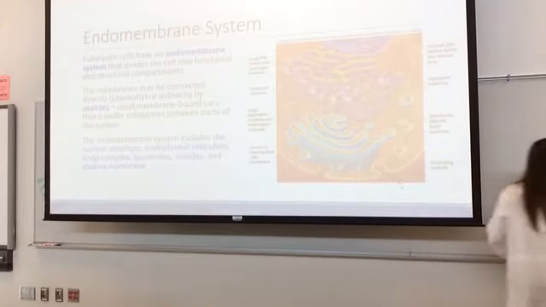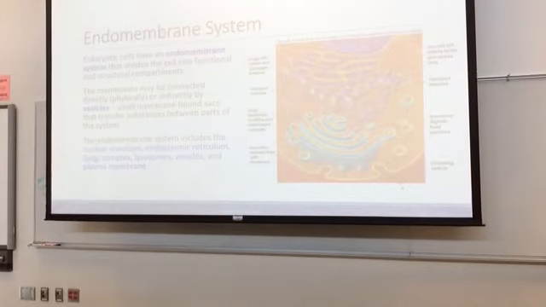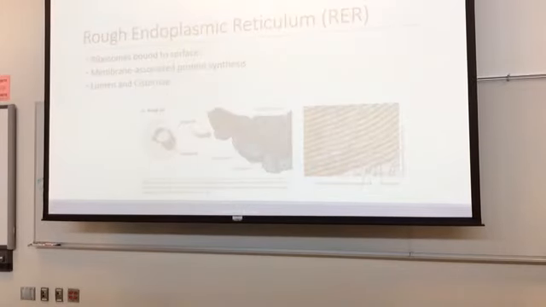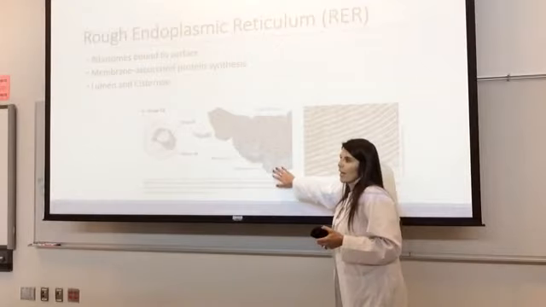At the very bottom, the third bullet lists the different membranes that we're going to discuss, starting with the rough endoplasmic reticulum. The rough endoplasmic reticulum is abbreviated RER. If you had to logically determine why we call it rough endoplasmic reticulum, why do you think we call it rough? It looks rough, and it looks rough because it has ribosomes attached to the surface.